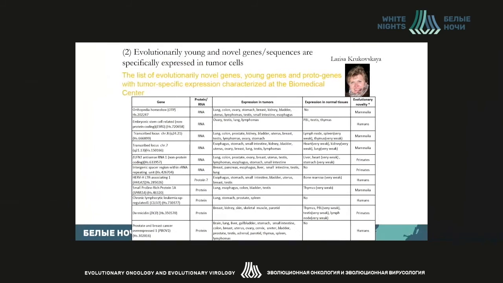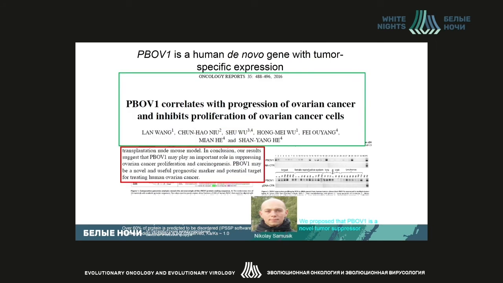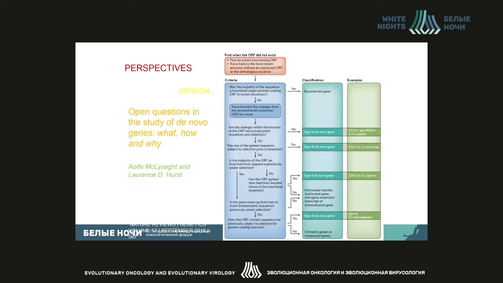The next great prediction is the prediction about the activation of new genes in tumors. One of them is presented here on the slide. It's the PBOV1 gene. It's related to a positive outcome in patients suffering from breast cancer. And it's very interesting. We suggested that it may be a tumor suppressor. Some papers confirmed this. Some papers revealed other interesting results.